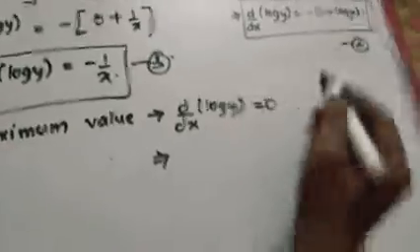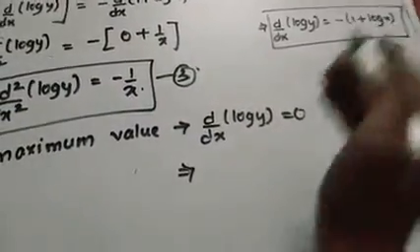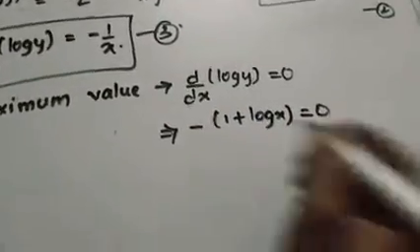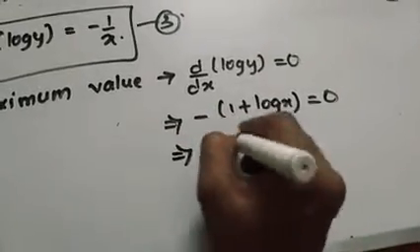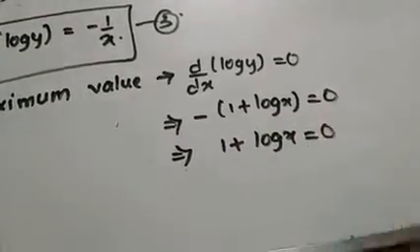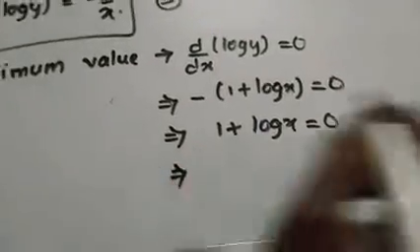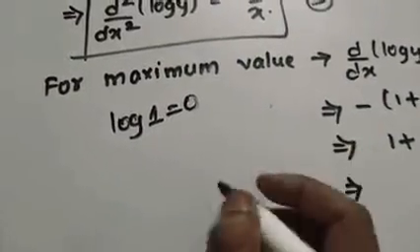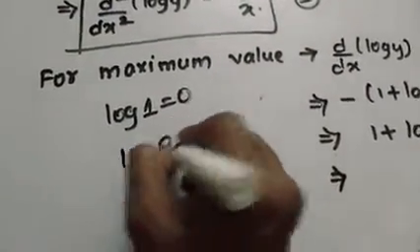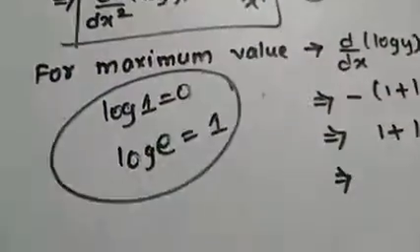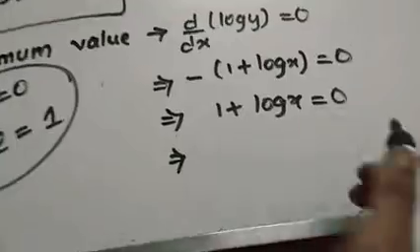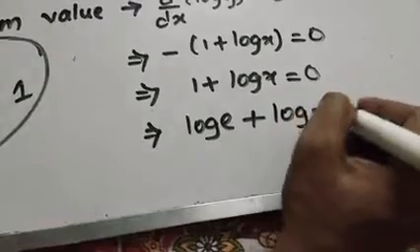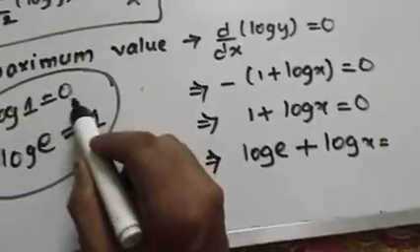Now what is d by dx of log y? We find it from expression number 2, that is minus 1 plus log x equals 0. Now the minus 1 side vanishes, so finally what remains is 1 plus log x equals 0. Now remember one thing: log of 1 equals 0, and log of e equals 1. Just use that result here. 1 we can write as log e, log x will remain as log x, and 0 we can write as log 1.